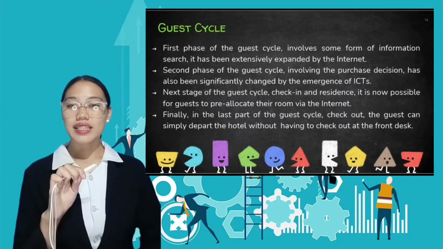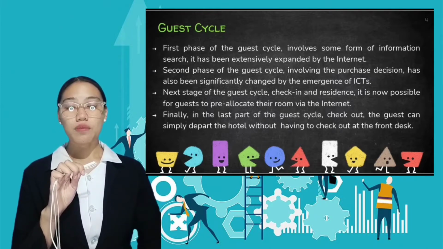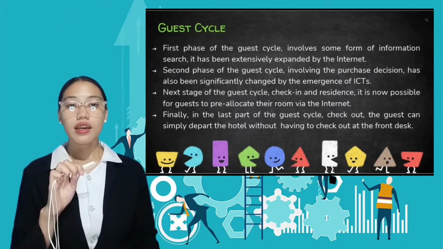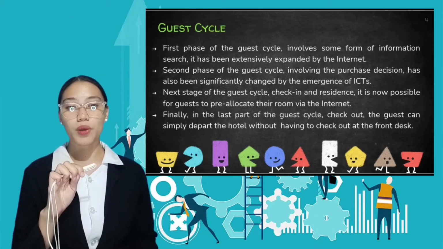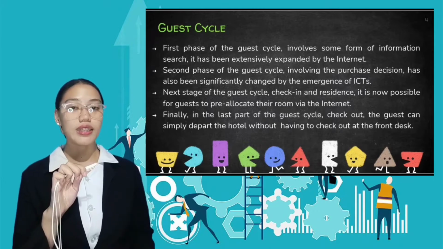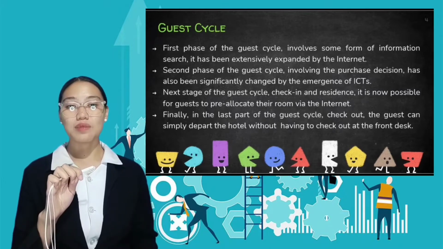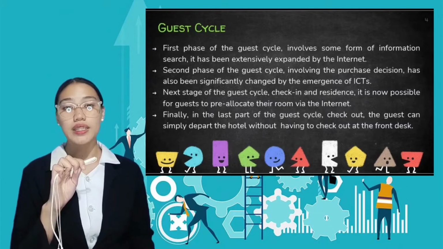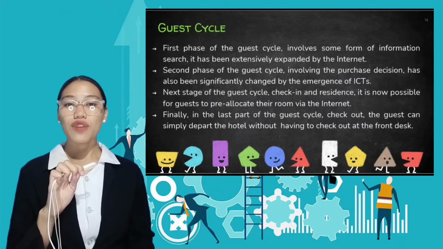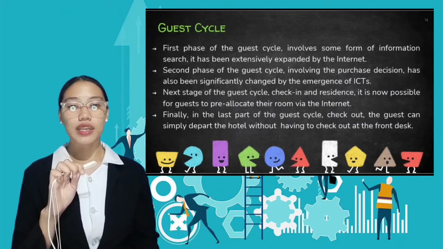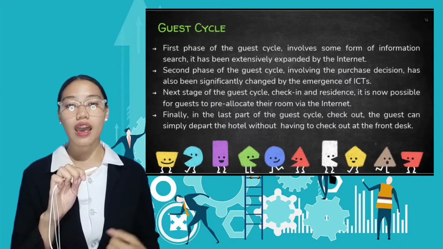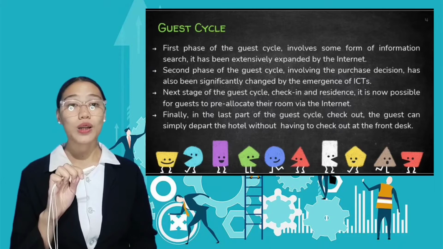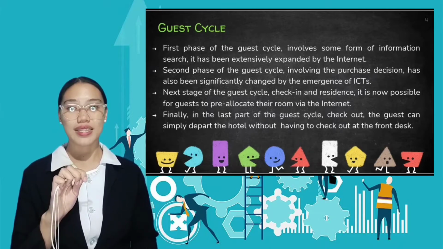Second phase of the guest cycle. After searching for information about the hotels, it's time to make the purchase decision, where guests have a thought process that leads from identifying a need, generating options, and choosing a specific product, brand, or hotel. And with the use of ICT, or information communication technology, an individual can make room reservations online anywhere, anytime, so long as there is an electronic device with internet access.